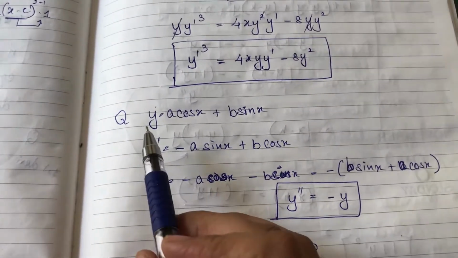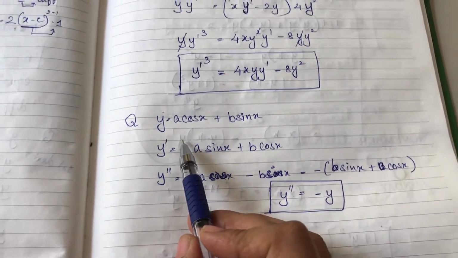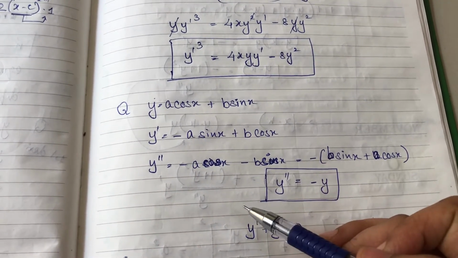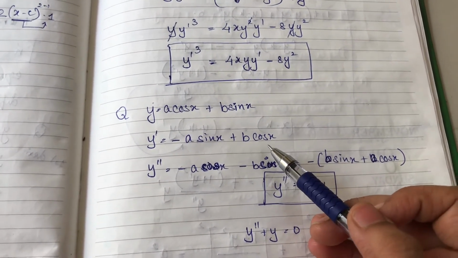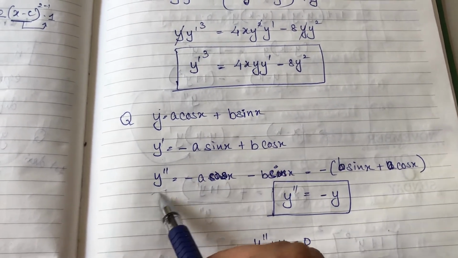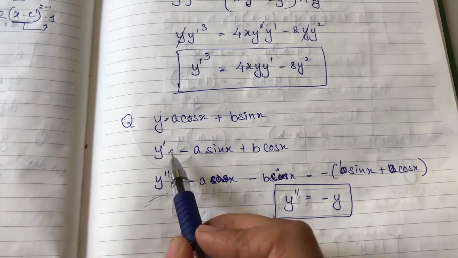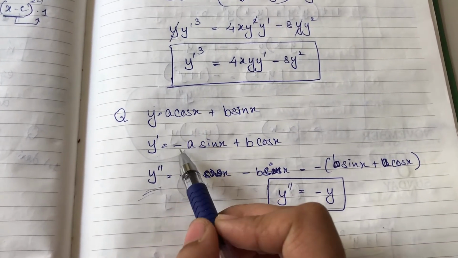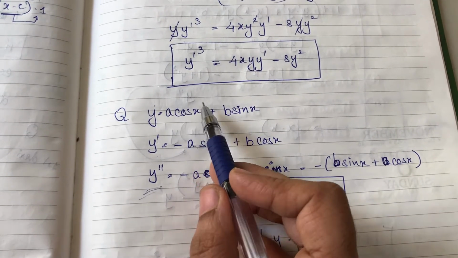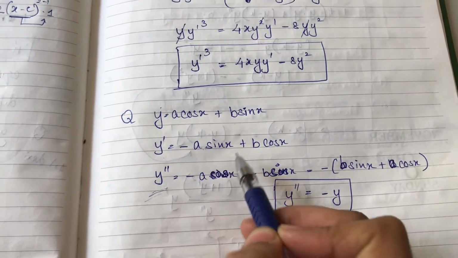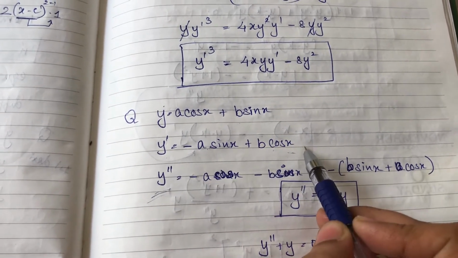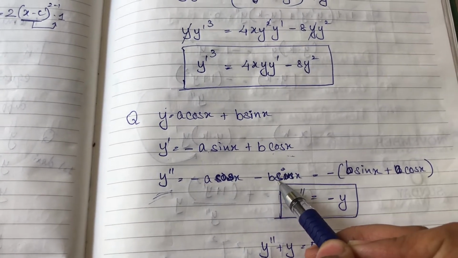Let's see the next sum. y equal to a cos x plus b sin x. There are two constants, so we need to find up to y double dash. y dash is what? a into cos x, if I differentiate cos x, it will be minus sin x. And sin x will be cos x. Just differentiate it. Again, we need to differentiate it.